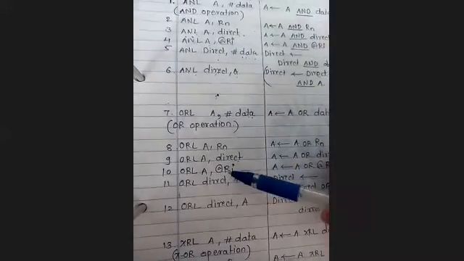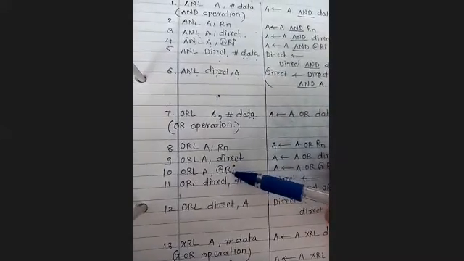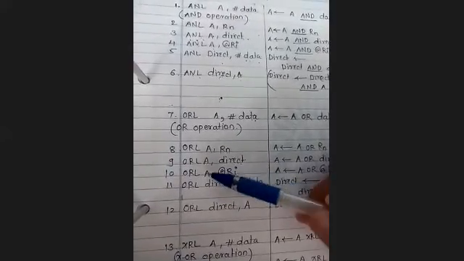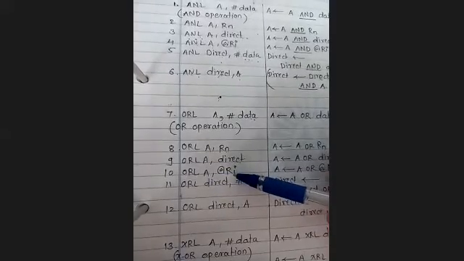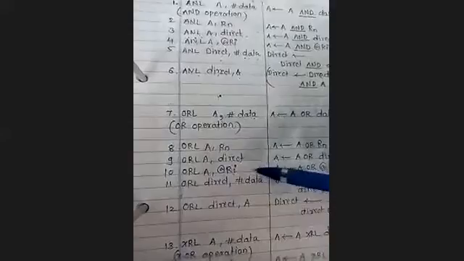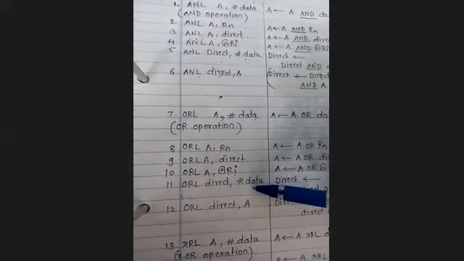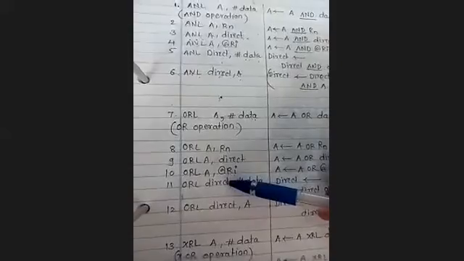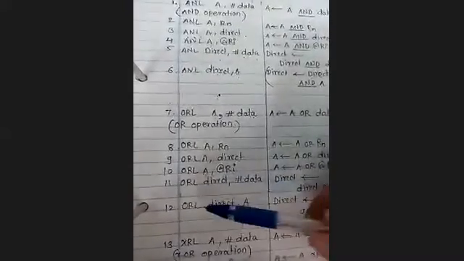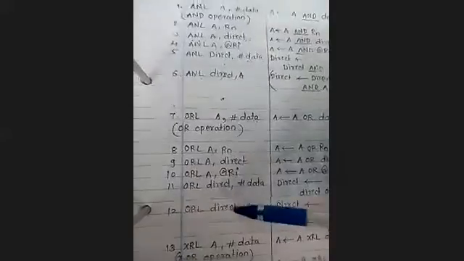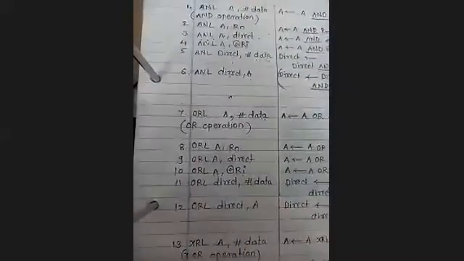Now next, ORL A, @Ri. i should be 0 or 1 only. So indirectly you are going to perform the OR operation between values stored at the address indicated by register and the accumulator value. ORL direct, #data. What it means? OR operation is performed between the data and the content stored at this memory location. And last one is ORL direct, A. There is a OR operation between accumulator value and the memory location content.